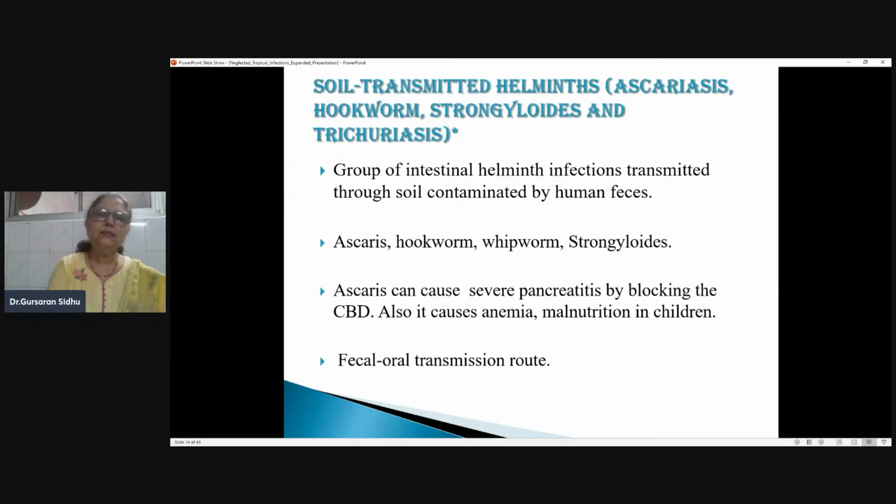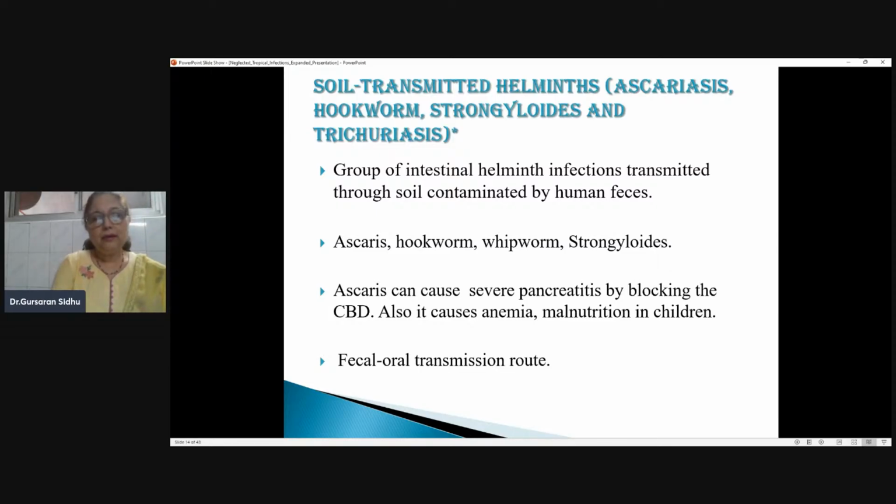So the chances of the soil getting contaminated with human feces are far less, but the water which is given to the fields from the sewerage pipes is still there. So it's not that infection is not possible, infection is still very possible.